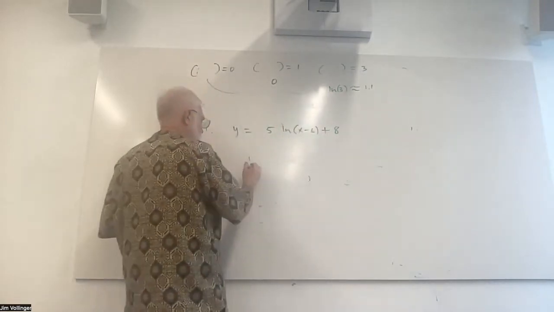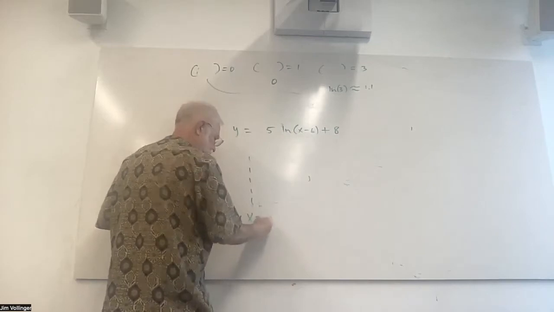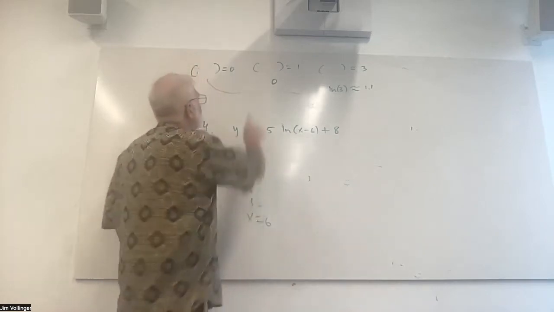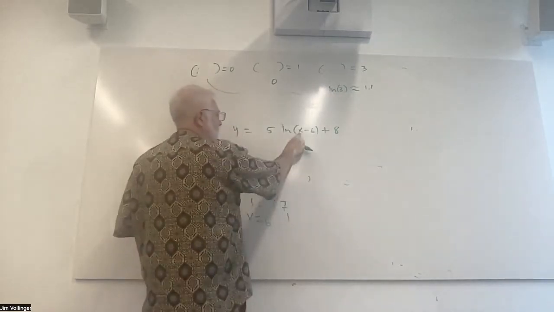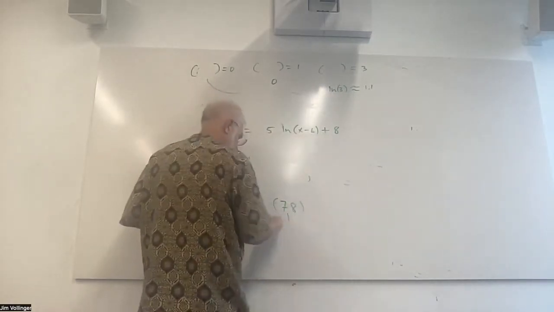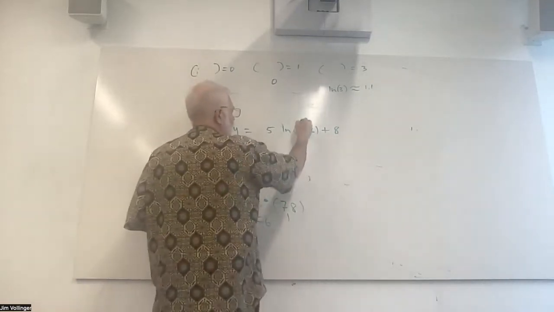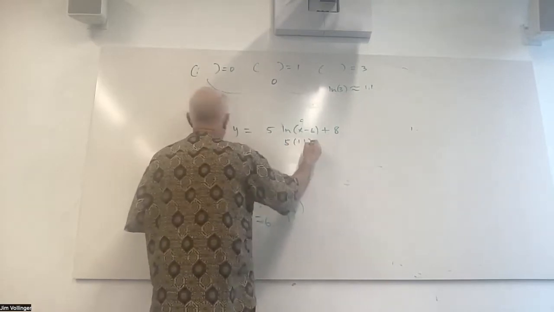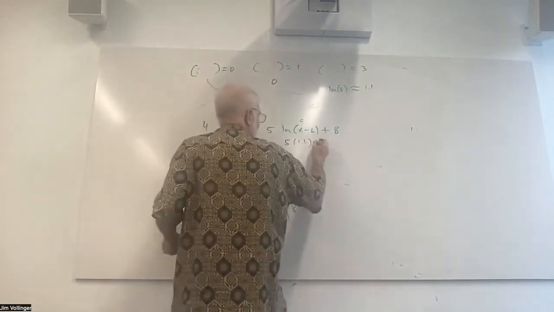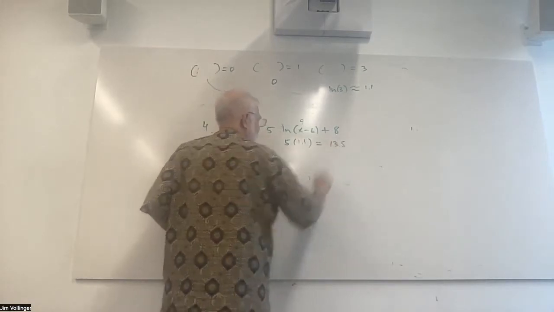All right, so what do I have here? I've got asymptote of 6. When does this thing equal 1? When it's a 7. So if I put a 7 in, I'm going to get 8. Then when is this 3? When I pick a 9, that's going to be 5 times 1.1, which equals 5.5 plus 8, which is 13.5.